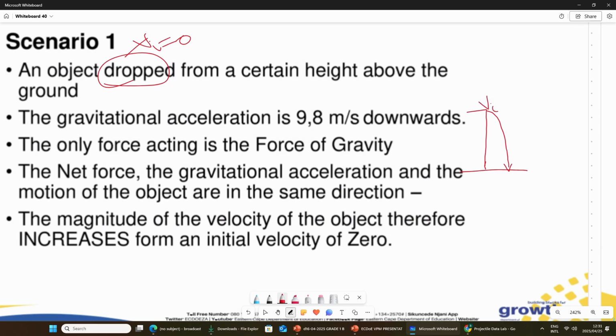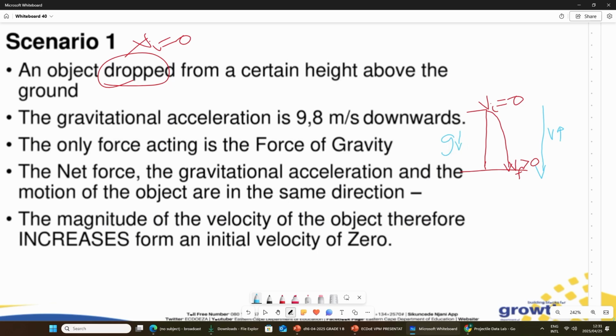Then there are one or two things that we must note. The initial velocity is 0 because the ball is dropped from a certain height, okay? Then when the ball reaches the ground, we must know that the velocity there is going to be greater than 0, okay? Since the object is going downwards, the velocity increases every time, okay? The velocity increases because g, the gravitational acceleration, is also going downwards.